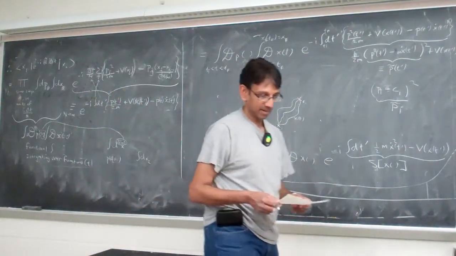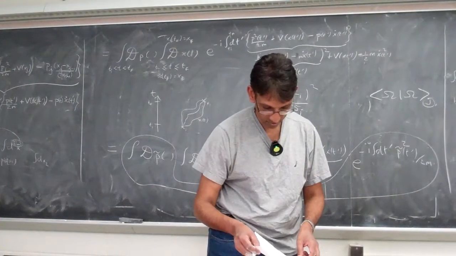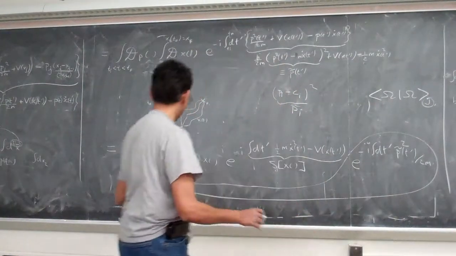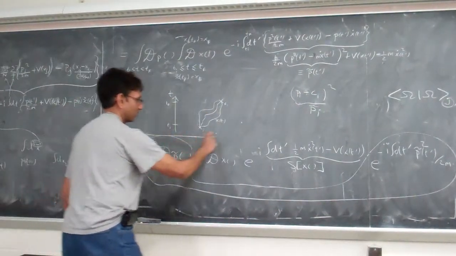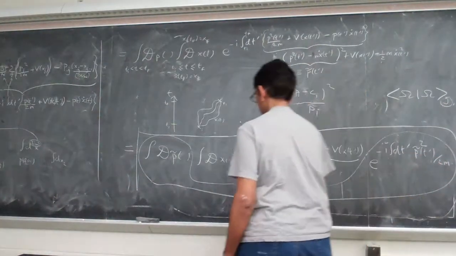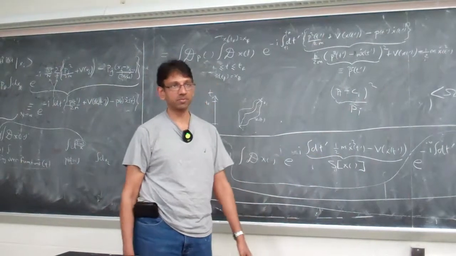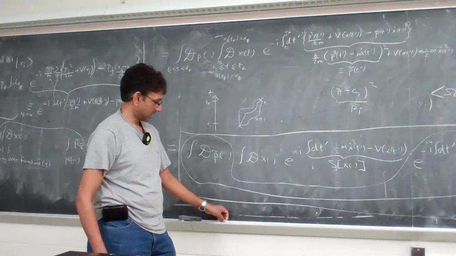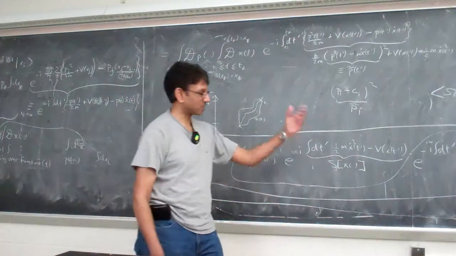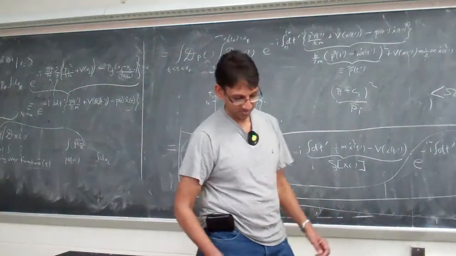Okay, so we'll take that over next time. But right now, I'm happy to just stop with this. But do note that the momentum integral is completely factorized from the position space integral. And we'll do the momentum integral. It's only a Gaussian, so we'll do it.